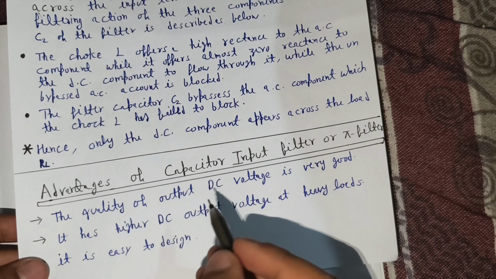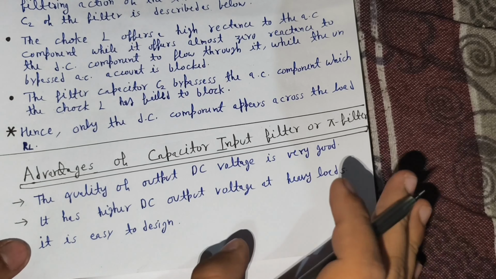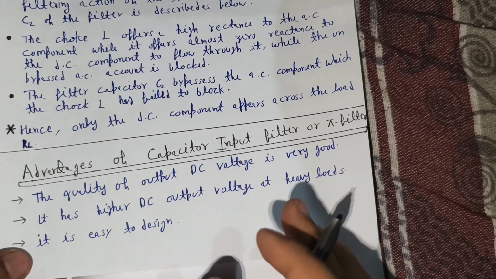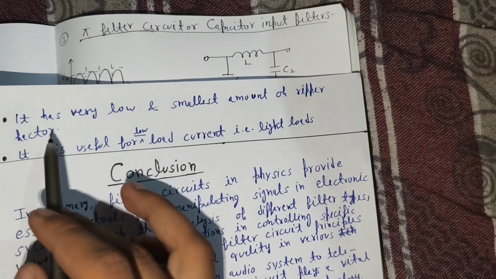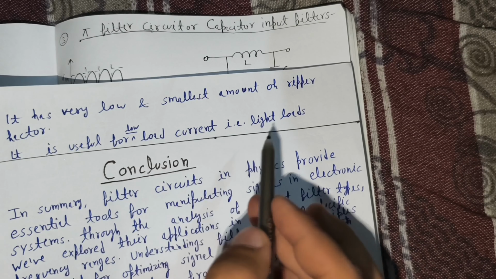Now again, the advantages of the capacitor input filter or pi filter. The quality of the output DC voltage is very good. It has a higher DC output voltage at heavy loads. It is easy to design. It has a very low and the smallest amount of ripple factor. It is useful for low load current, that is, light loads.